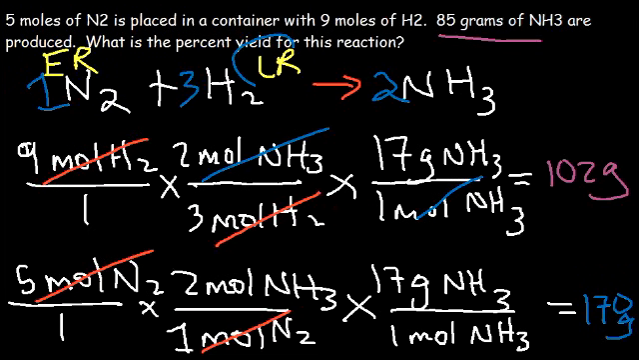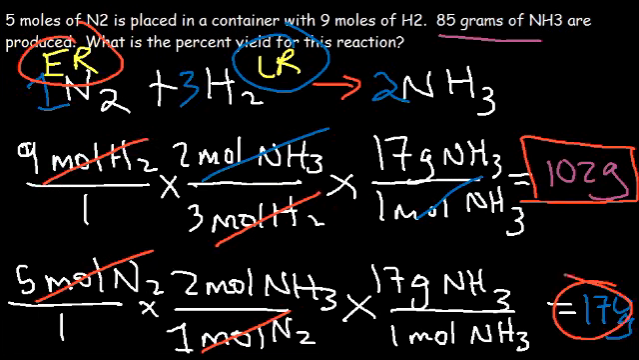So notice that the limiting reactant will always generate the smaller theoretical yield. The excess reactant will produce a greater theoretical yield. So by the time 102 grams of ammonia are formed, all of the hydrogen gas has been reacted. Now, if there's no more hydrogen gas left over, the reaction comes to a stop. So that's why the excess reactant will never give you the correct theoretical yield.